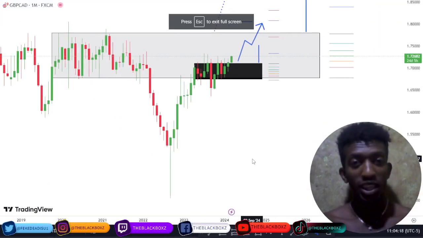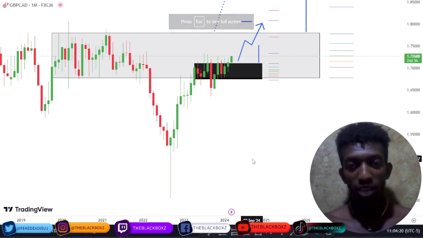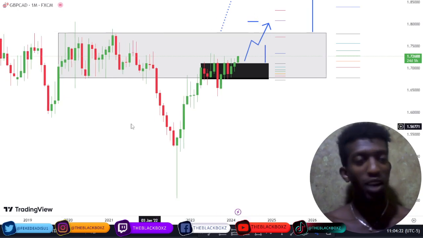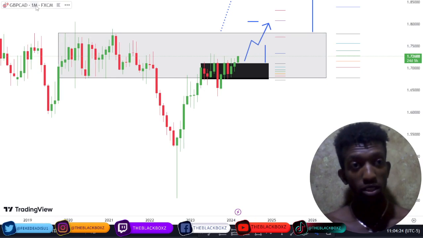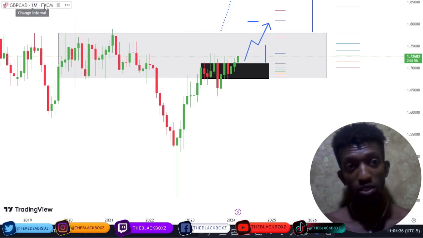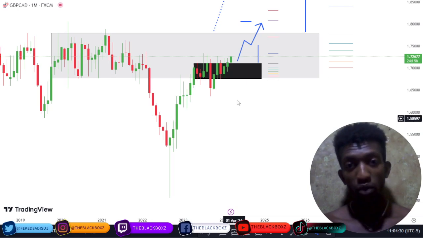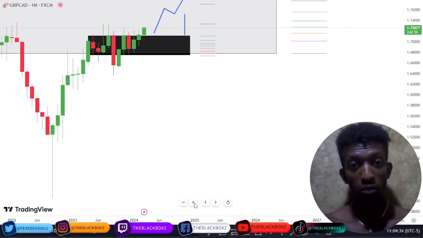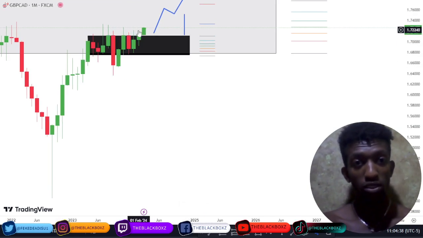As you can see, it is time to buy pound card. This is pound card on the monthly time frame. You can see it on FXCM; you can check it out for yourself. What do you see here? We have the black box, right? Let me zoom in. Right there. We have the black box. What happened here? This thing broke out right there.